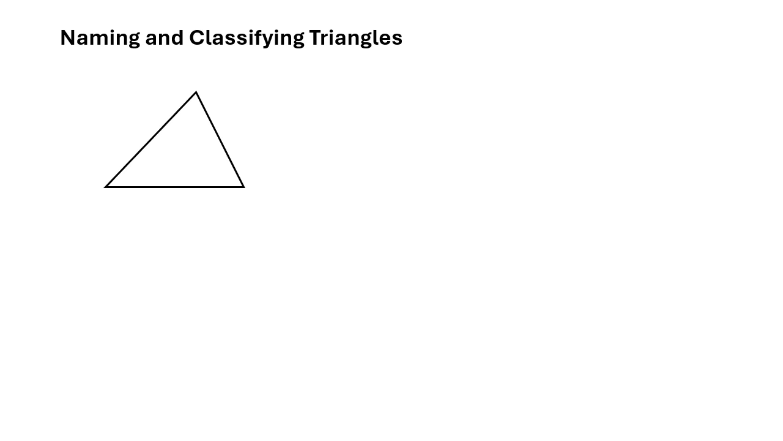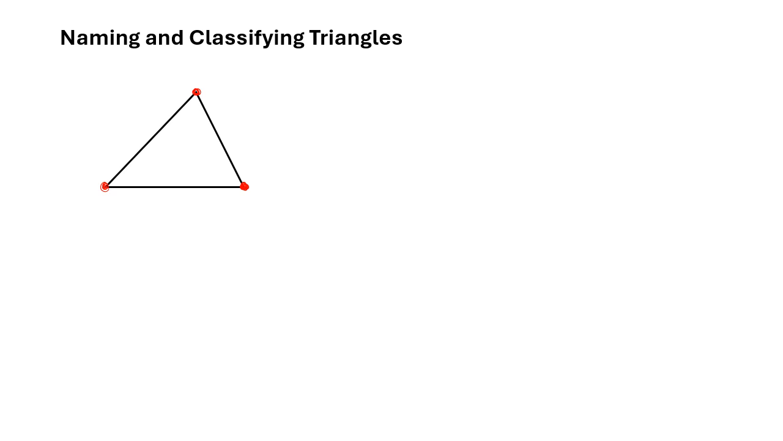In this lesson, we are going to review how to name and classify triangles. Here we have a triangle and we are going to name this triangle using the vertices here. So here's the first vertex, the second, and the third. And we are going to name this triangle using three uppercase letters.